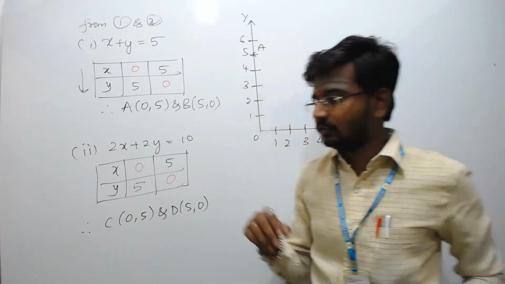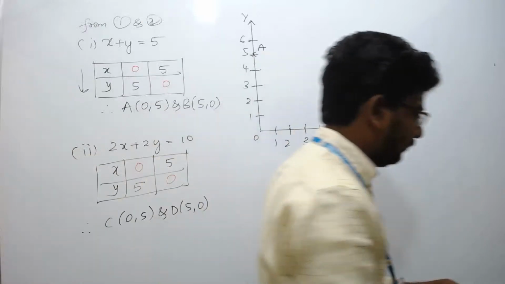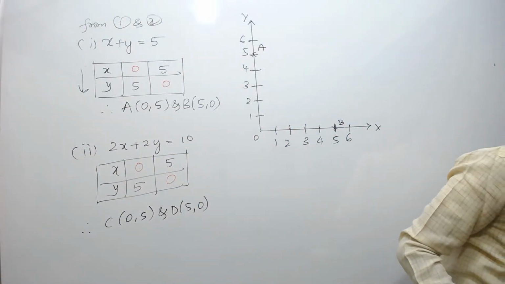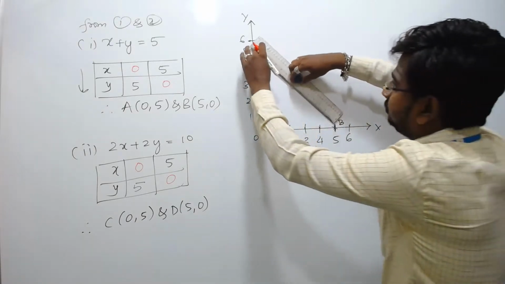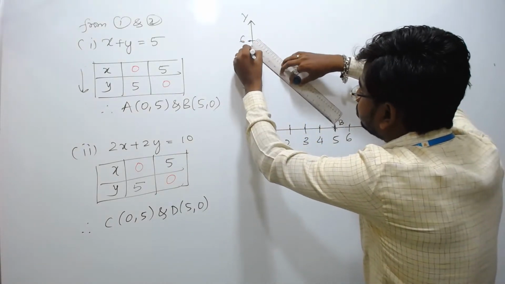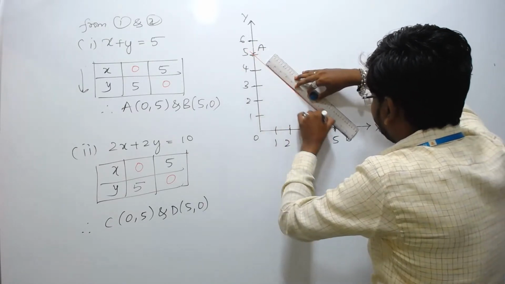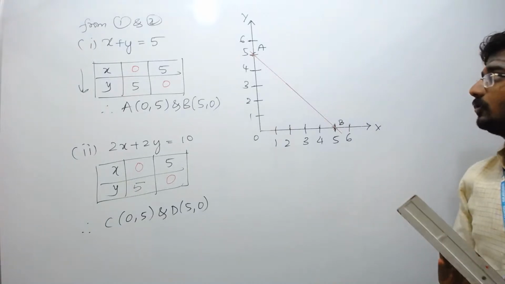Now I have to join this. For my understanding, I will use a different color so that the representation looks good. So this AB I will join. Okay, now I have joined this.